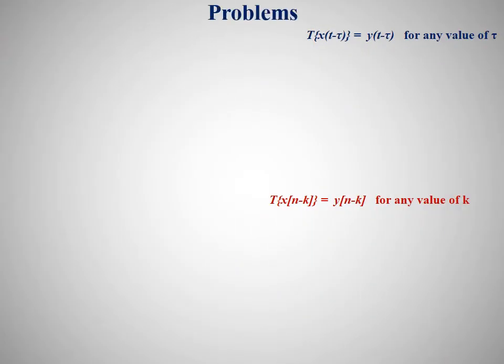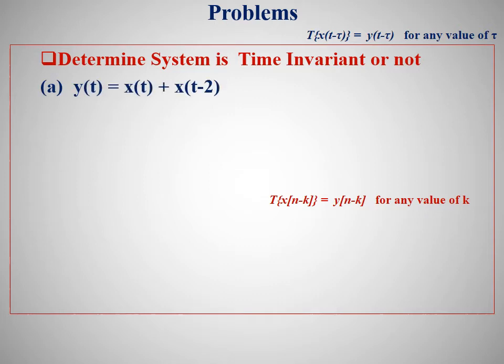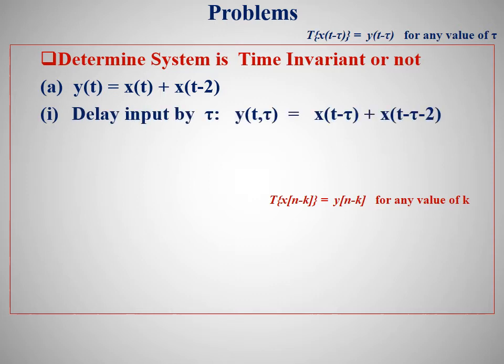Understanding the concept of time invariant systems, let us apply the concept of time invariance to some simple problems. First example is y(t) = x(t) + x(t - 2). Here the concept is to delay the input by tau, similarly delay the output by tau, and see what the expression is. If the expressions are the same, then we say that the system is time invariant. Let us try the first case, which is delaying the input by tau. So here we get y(t, tau), which is the representation for delaying the input by tau, equal to x(t - tau) + x(t - tau - 2).